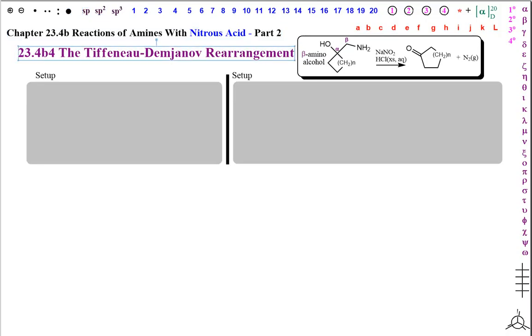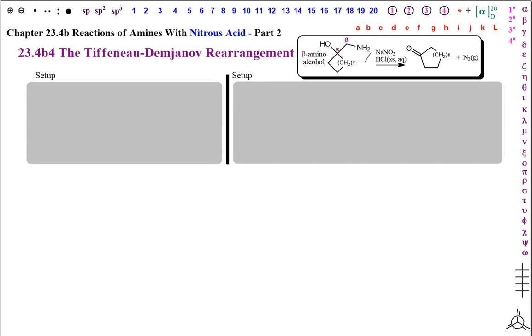In this video, we're going to explore reactions of amines with nitrous acid, Part 2, the Tiffeneau Demjanov rearrangement. This is a reaction whose name is so mellifluous, I'm willing to suspend my distaste for people naming reactions after themselves just to have their names on them.